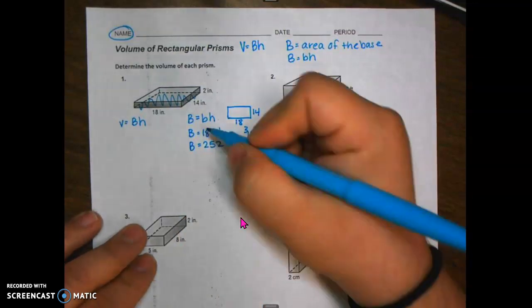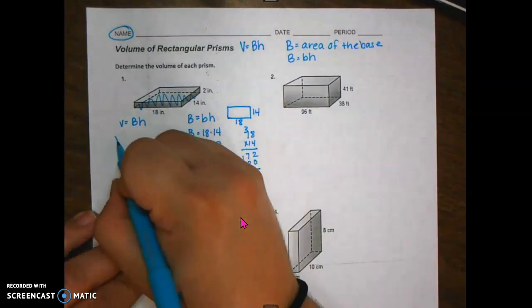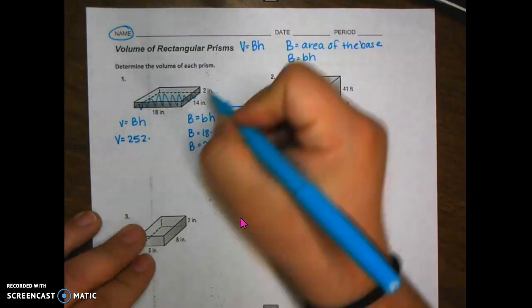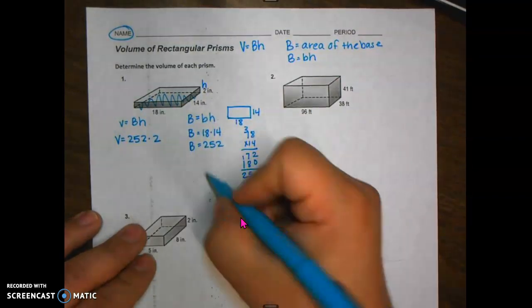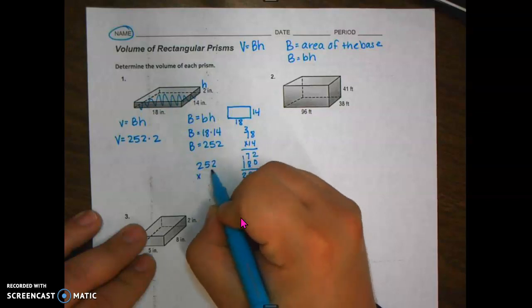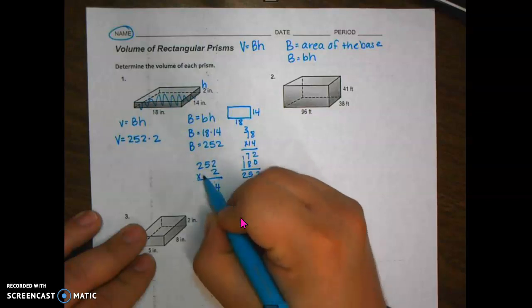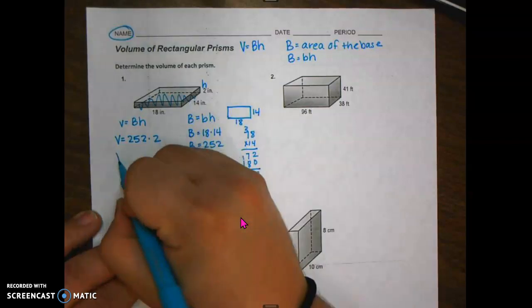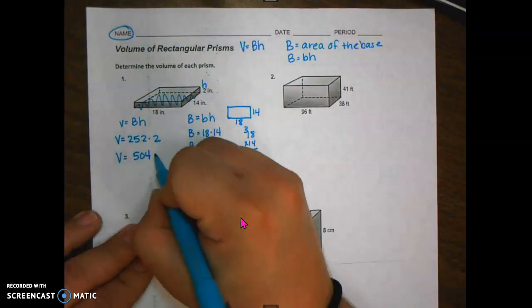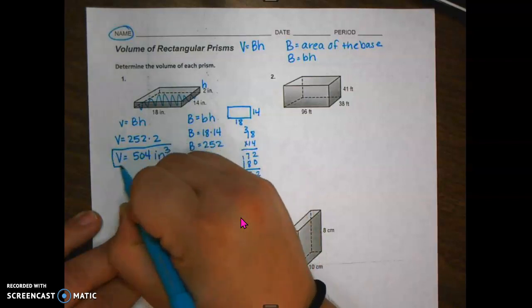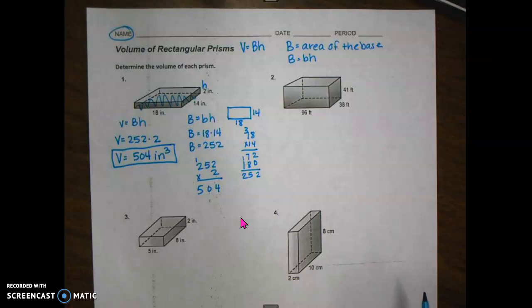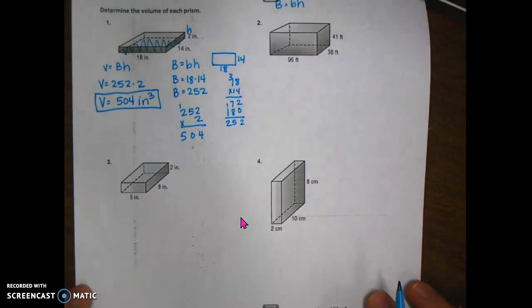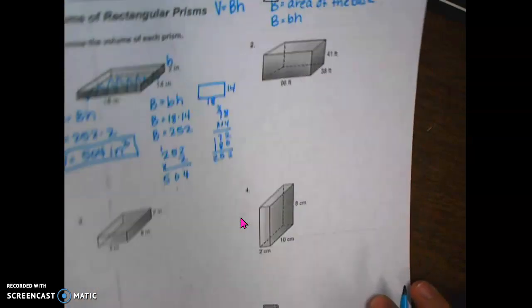Now I put that 252 into the original formula. So volume equals 252 times your height of the rectangular prism, and the height is 2. So then we do 252 times 2. And the volume is 504 inches cubed. Pause if you need to. That's the answer to that problem. That problem's finished. You're going to finish the rest of the page. Remember, if they give you the volume and you need to find the side, you have to divide.